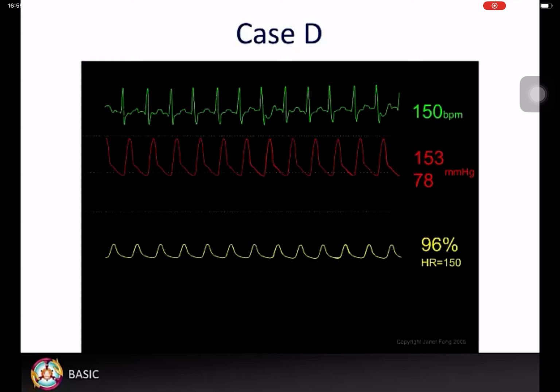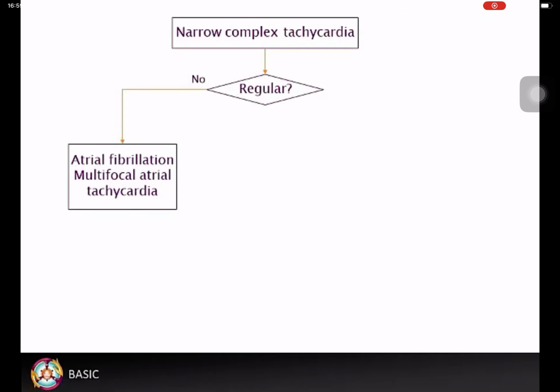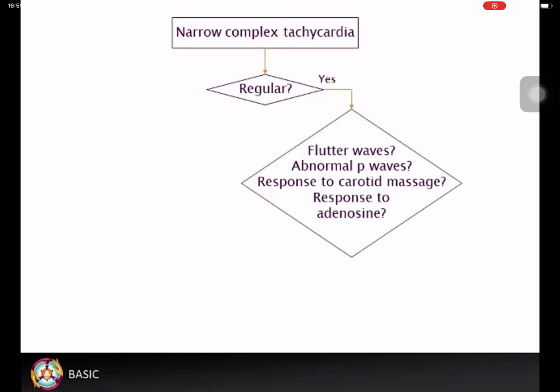If the patient has a stable, narrow complex tachycardia, the first step in diagnosis is to decide whether the rhythm is regular or irregular. If it is irregular, then the rhythm is either atrial fibrillation or multifocal atrial tachycardia. If it is regular, then features that aid in diagnosis are the presence of flutter waves or abnormal P waves on the ECG, the response to carotid sinus massage, and the response to adenosine.